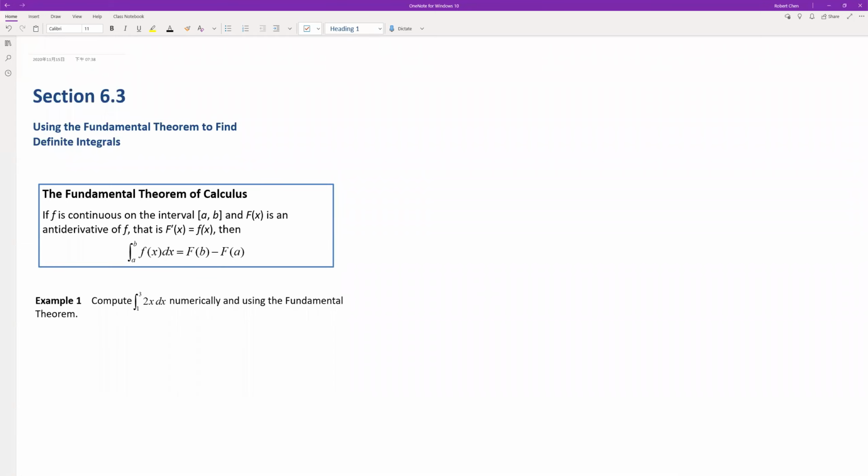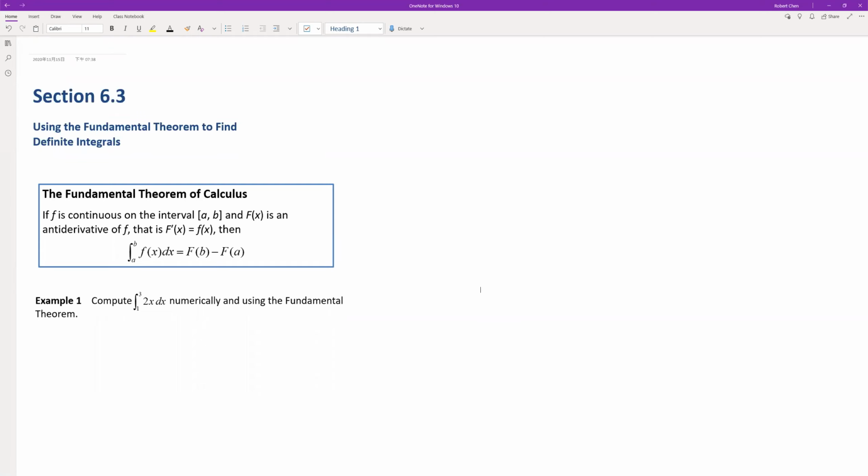Hello guys, this is 6.3. We're looking at the fundamental theorem of calculus to find definite integrals. Now, we actually had some experience with definite integrals: it represents the area under the curve between the lower bound and the upper bound of the x values, right?